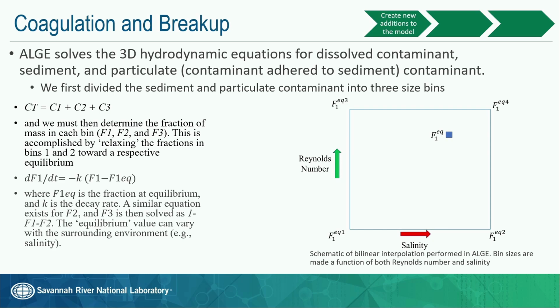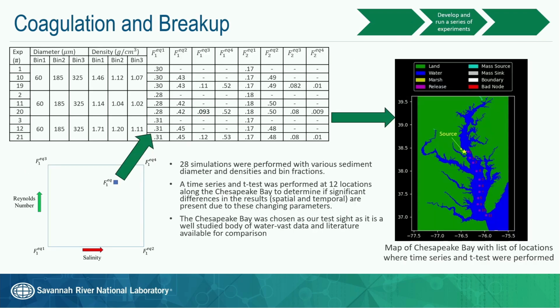We performed a sensitivity study based on 28 simulations of a hypothetical release at a facility with various sediment diameter, densities, and bin fractions as shown in the table above. Results include a time series and t-test for 12 locations along the Chesapeake Bay, shown in the figure on the right, to determine if significant differences are present both spatially and temporally due to changing these parameters.